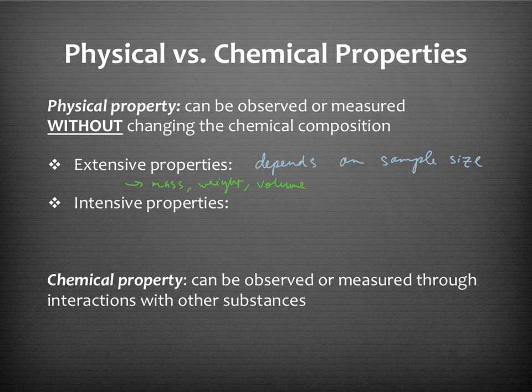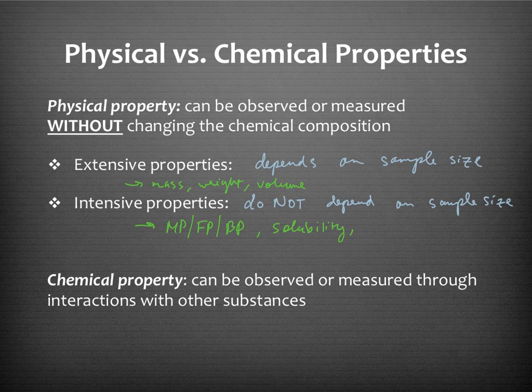On the other hand, intensive properties do not depend on sample size. So taking that same analogy, fistful and a finger bit of soil in 2 opposing hands, they're still going to have the same type of properties, including melting point, freezing point, and what's the other one? Boiling point. So they're still going to have that. They're also going to have the same solubility, which is the ability to dissolve. You could also talk about color, odor, etc.